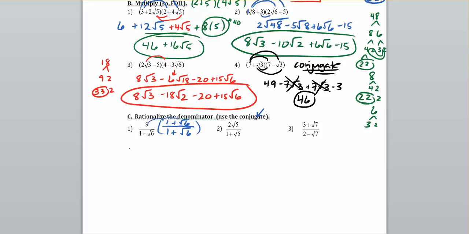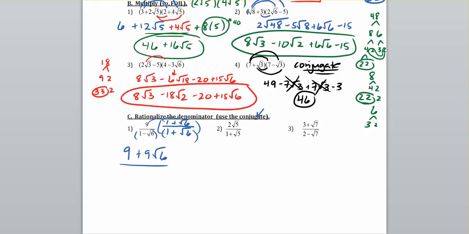So 9 times 1 is 9. 9 times root 6 would just be 9 root 6. Okay. In the denominator, I have a binomial and a binomial, so I'm going to have to FOIL those two terms. I'm going to have to do what I did in section B, okay, but with more steps.